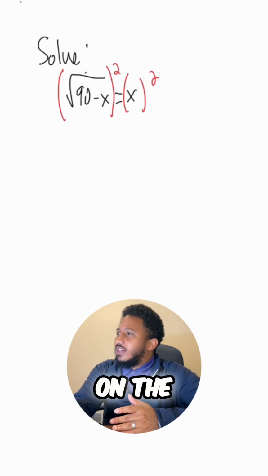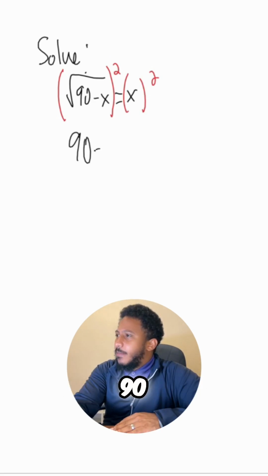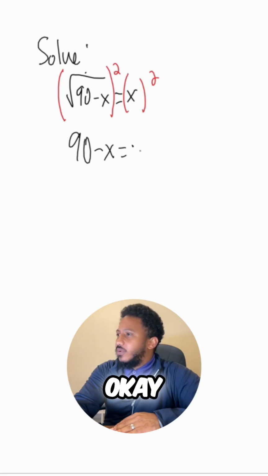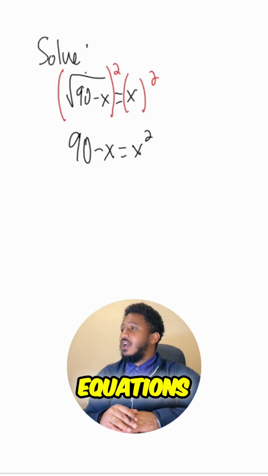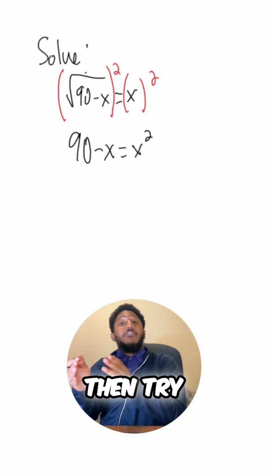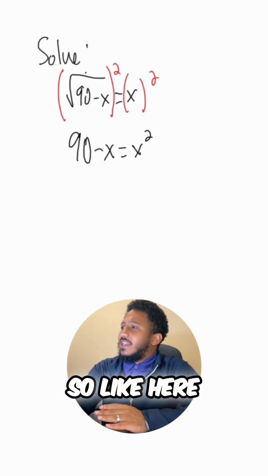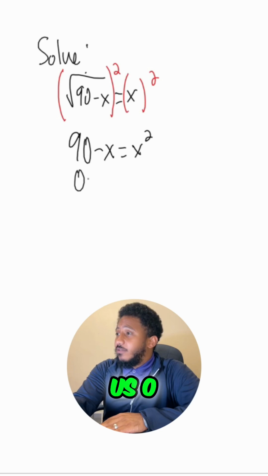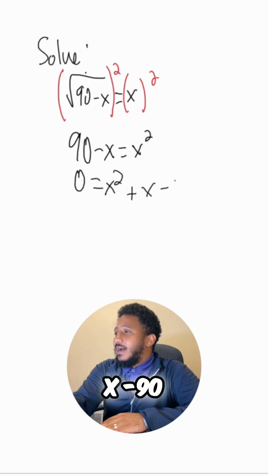And so let's see, on the left-hand side, what happens is the square and the square root cancel. So we get 90 minus x equals, and then on the right-hand side, we just get x squared, okay? But now we're left with the quadratic equation. So to solve quadratic equations, we get 0 on one side, then try factoring the other side, and set each factor equal to 0. So like here, we would add x to both sides and subtract 90 from both. That gives us 0 equals x squared plus x minus 90.